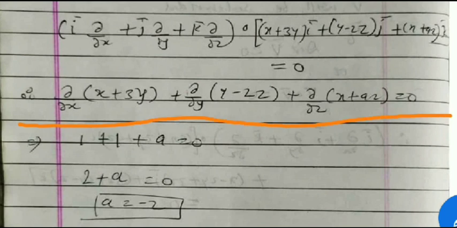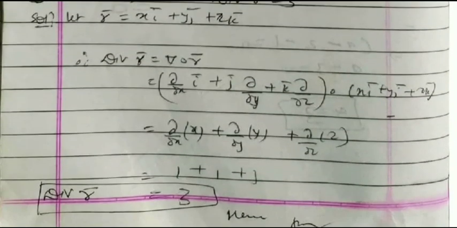After differentiation with respect to x, y, z: differentiation of the first term with respect to x is 1, as y is constant. Differentiation of the second term with respect to y is 1, because z is constant. Differentiation of the third term with respect to z is a, because here x is constant. So 1 plus 1 plus a equals 0. That means 2 plus a equals 0, that means a equals minus 2. The value of a is minus 2.